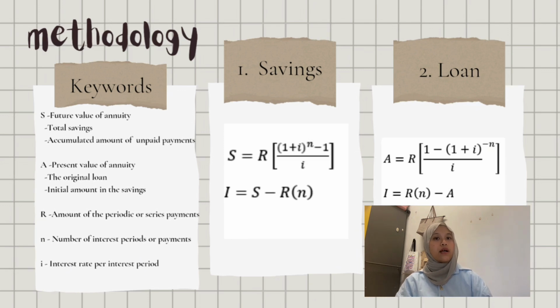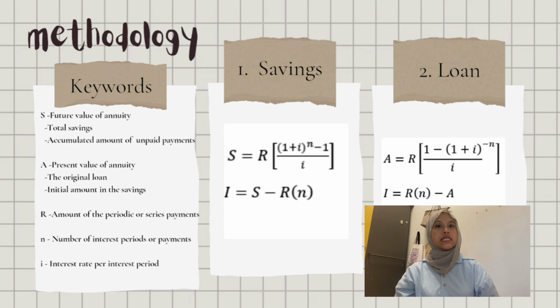So now we have two formulas for savings and two formulas for loan. In the savings one, we have the formula to find future value, which is S equal to R, brackets, in brackets 1 plus I to the power of N minus 1, divided by I. And the other one is to find interest, which is I equals to S minus R times N. In the loan one, we have the formula to find present value, which is A equals to R, brackets 1 minus in brackets 1 plus I to the power of negative N, divided by I. And the other one is to find interest, which is I equals to R times N minus A.